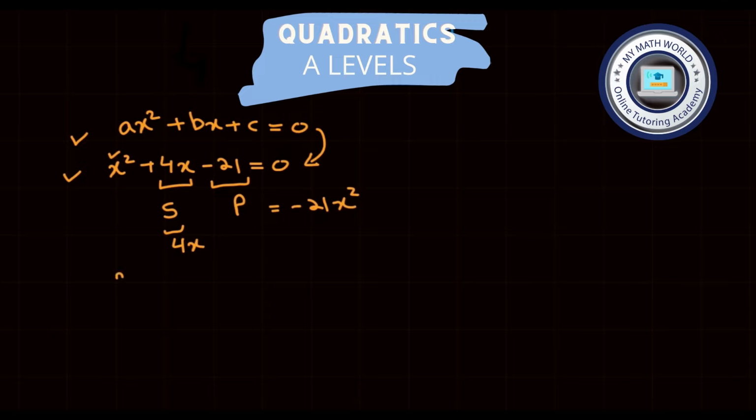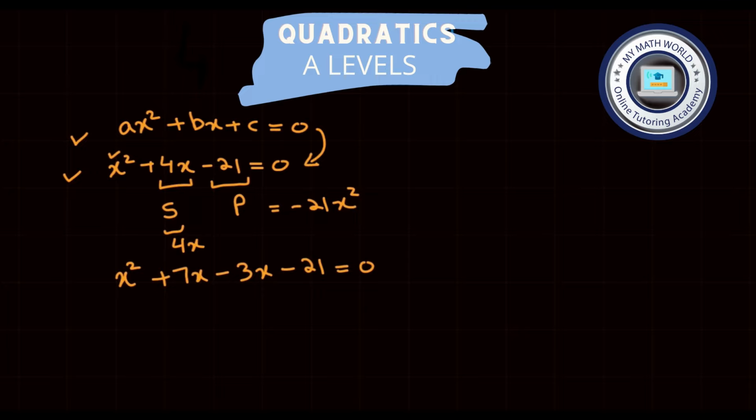Okay, so if I choose positive 7 and minus 3, let's write it over here. X square plus 7x minus 3x and then minus 21, it should be the same thing which was in the equation before, is equal to 0. Okay, so we can see that 7x minus 3x would be positive 4x, and 7x times minus 3x would be minus 21x square. So that means both the conditions are satisfied. So this pair is acceptable.